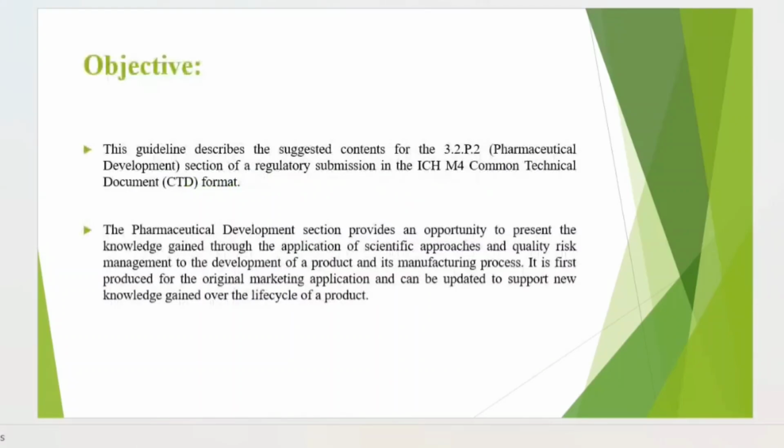So here is the objective. This guideline describes the suggested contents for the 3.2.P.2 section of a regulatory submission in the ICH M4 Common Technical Document format.